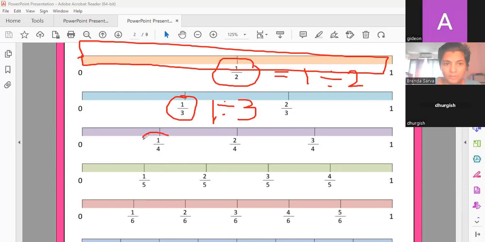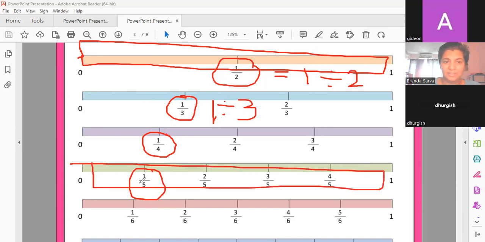Okay? And all these fractions, can you see 1 over 4, 1 over 5? It means that whole part, that one whole part, was divided into 5 parts. Then you have 2 over 5, 2 parts. 3 over 5, 3 parts. 4 over 5, 4 parts, and so on.